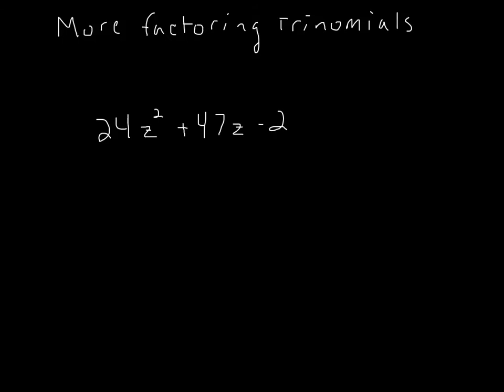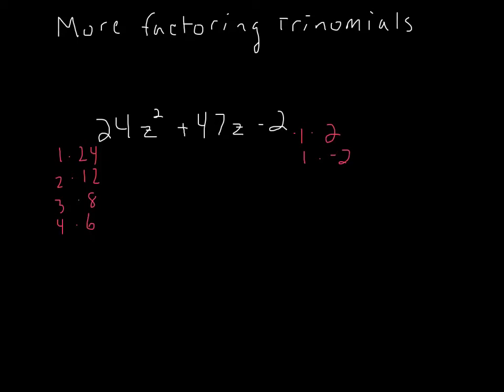First thing you need to do, no matter what, is list your factors of the first term and the last term. So 1 times 24, 2 and 12, 3 and 8, 4 and 6. Those are all the factors of 24. And for 2, simple: we've got 1 and 2. But the thing you've got to remember is it's a negative 2, so you're either going to have negative 1 and 2, or 1 and negative 2. Those are your options.